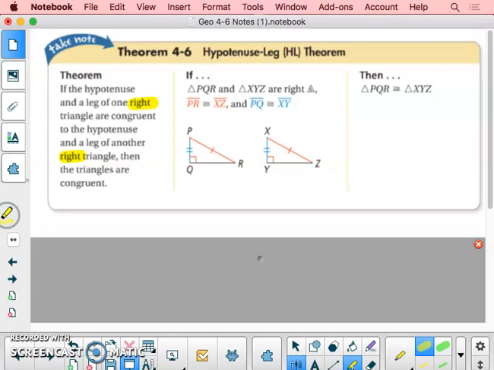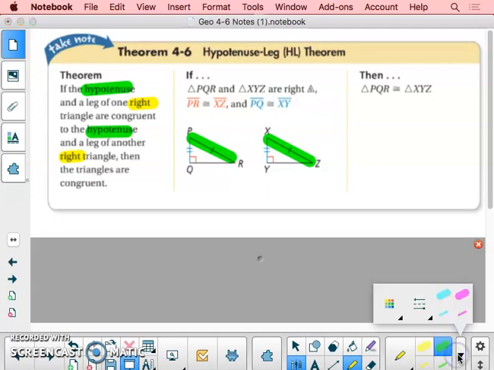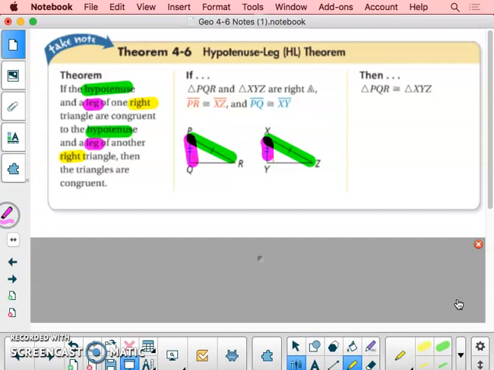What it's going to say is as long as you have both pairs of hypotenuse congruent, that's the longest side of the triangle, congruent to each other, and then one pair of legs congruent, that's either leg, and then like we already said, as long as it is a right triangle, there's a right angle there, that means we can use the hypotenuse leg theorem to say the triangles have to be congruent.